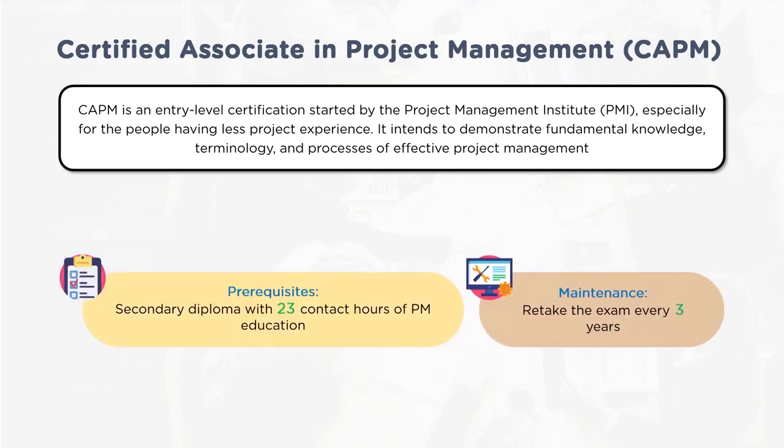So prerequisites, someone who has a secondary diploma with 23 contact hours of PM education is enough. There is no experience of doing a project required, as we saw in PMP. So maintenance is again 3 years. Someone who needs to continue the certification has to retake the examination every 3 years.